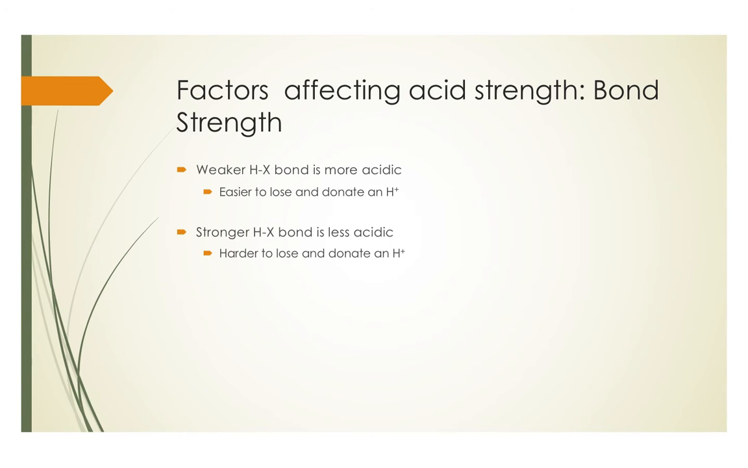The second thing that affects the strength is the bond strength itself. The weaker the bond between the H and the X, the easier it is to lose that hydrogen that's sitting on the end, and that's going to make it more acidic, because it's easier to lose or donate a hydrogen. The stronger that bond, the less acidic it's going to be, because it's harder to lose or donate that H.